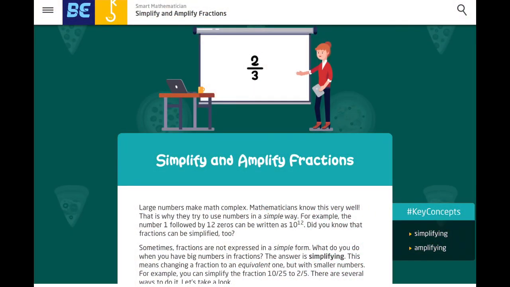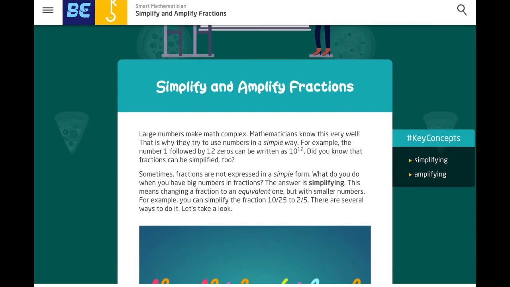Simplifying and amplifying fractions. Smart mathematician. Large numbers make math complex. Mathematicians know this very well. This is why they try to use numbers in a simple way. For example, the number 1 followed by 12 zeros can be written as 10^12.